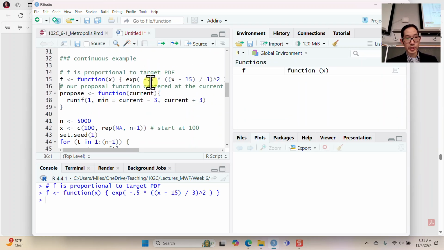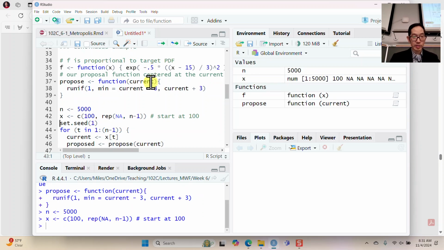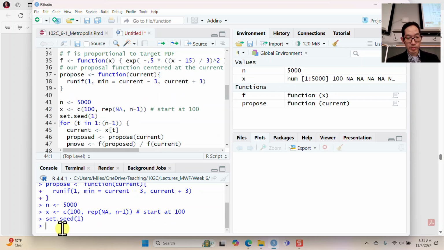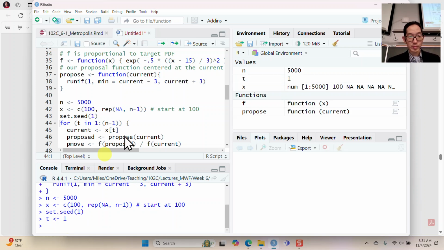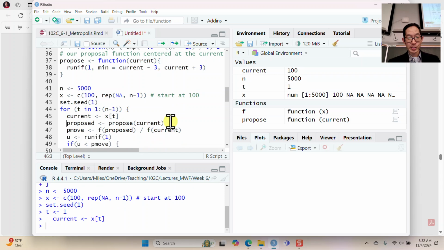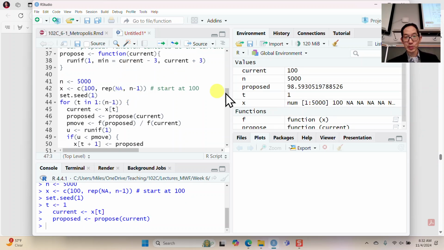All right, so here's my target. Let's do t at time 1. I'm going to start off with my current location at 100. I'm going to propose a random value between 97 and 103, taking my current location. The proposed location is 98.59, and I want to know the probability of moving to 98.59.